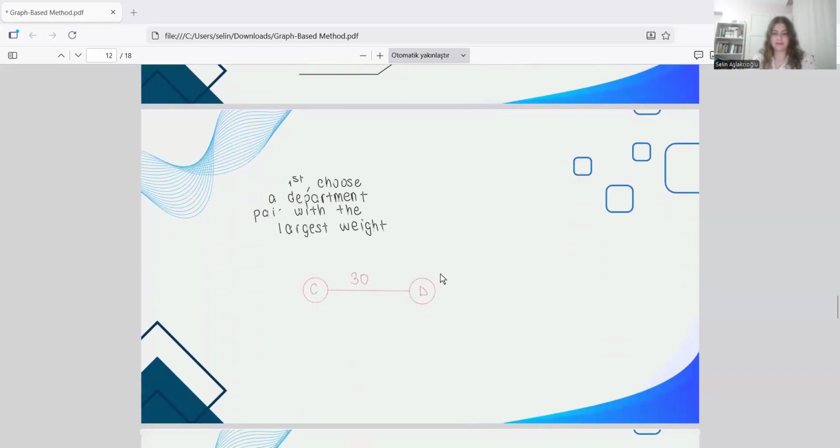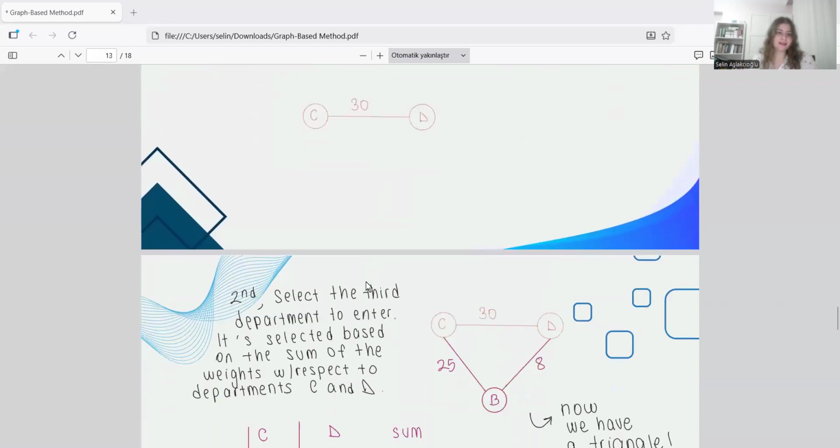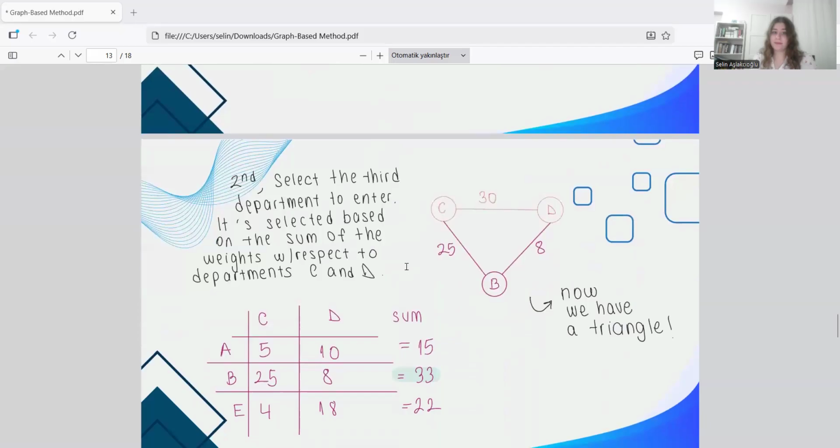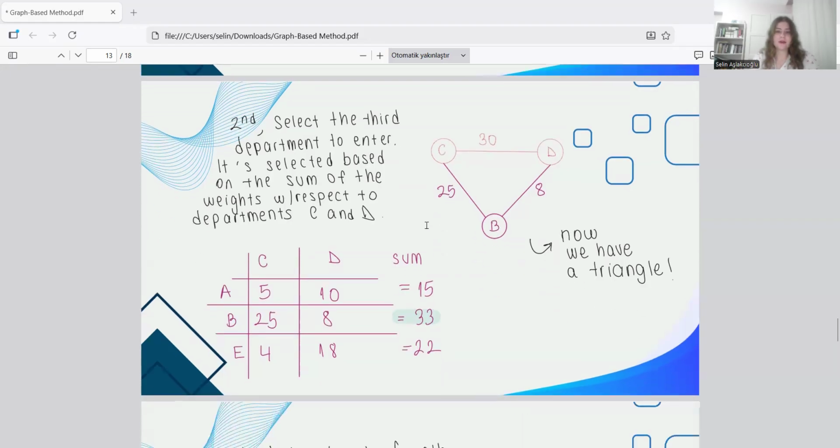So we draw it here, here's C, here's D, and their weight, which is 30. Second, we are going to select the third department to enter. It's selected based on the sum of the weights with respect to departments C and D. So we have C and D here and remaining departments A, B, and E. The score between A and C is 5, and the score between A and D is 10. Their sum is 15, sorry.